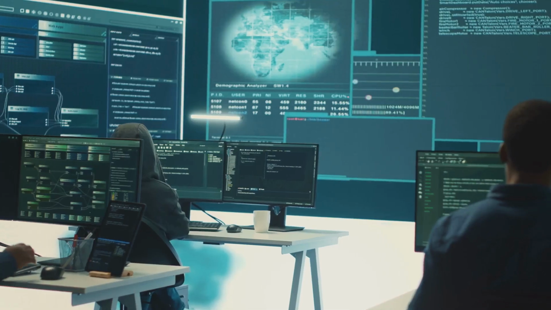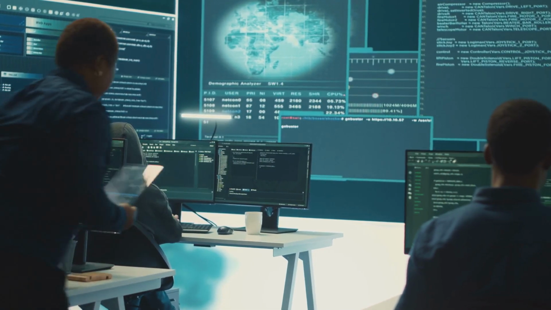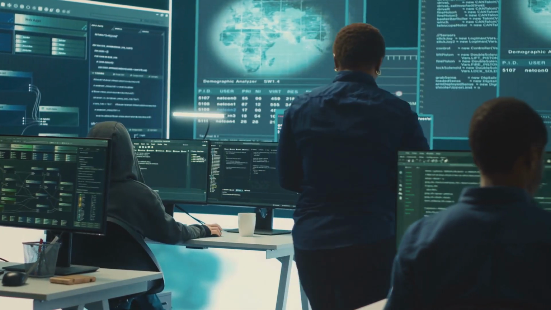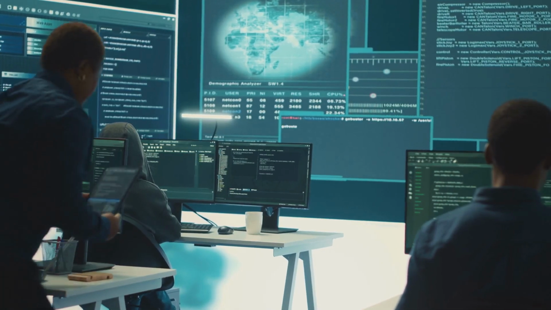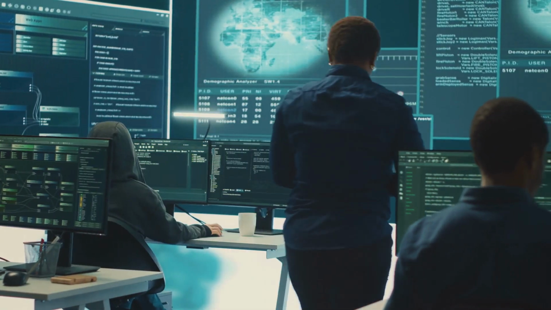Moving on, secure your containers. From development to deployment, make sure you're using trusted base images and scanning for vulnerabilities. And don't forget runtime security. Monitor for any suspicious behavior.